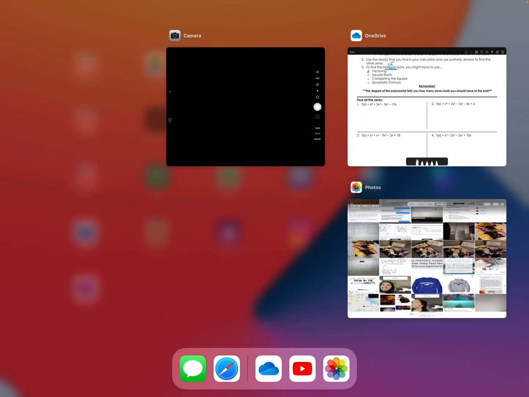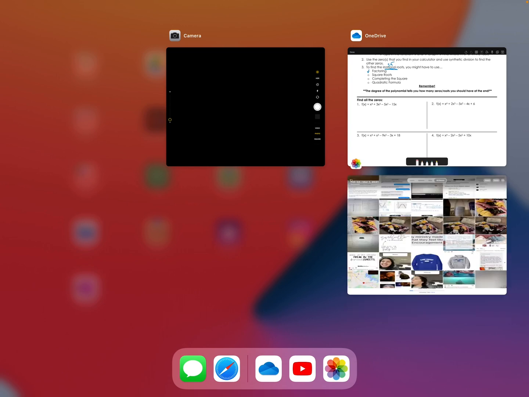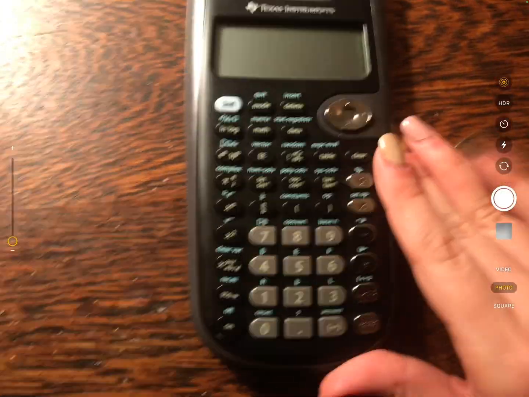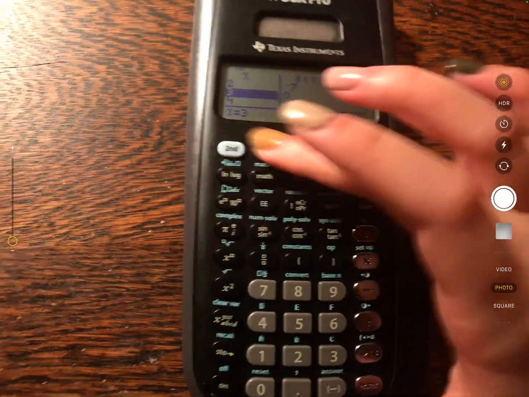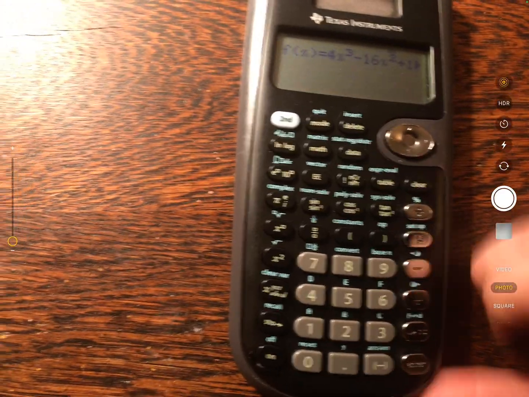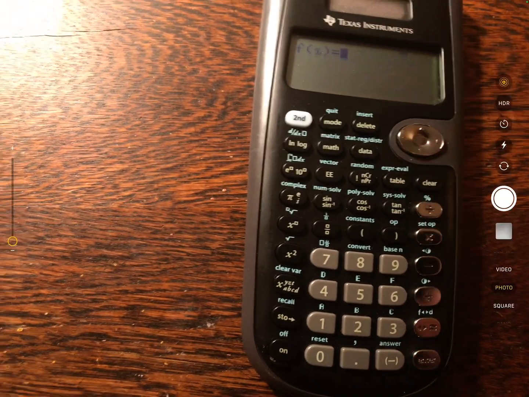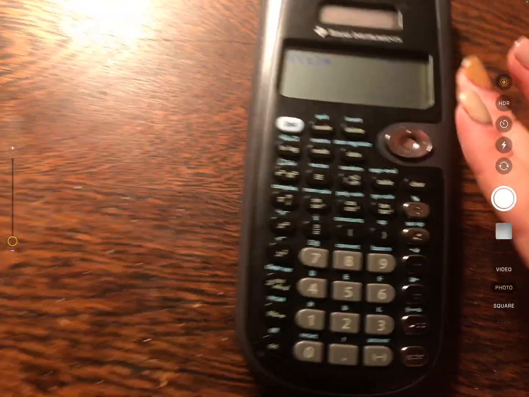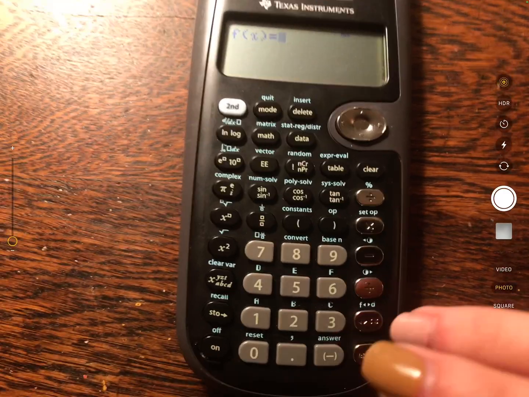And so I'm going to go to my calculator. There we go. Okay. And so here's my calculator. Turn it on. Get to the home screen. I'm going to hit table, edit function, and now if you have something in there, go ahead and clear it.